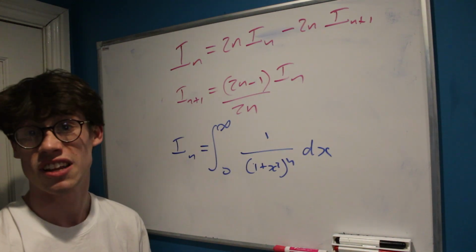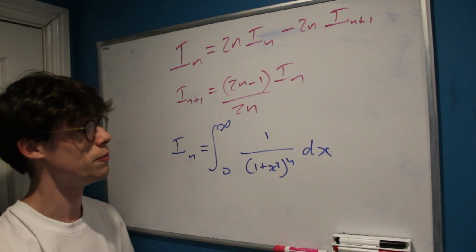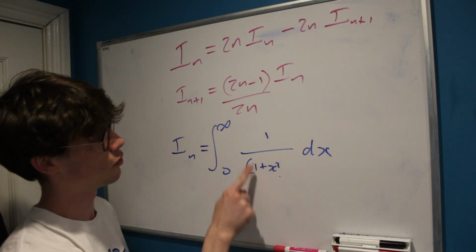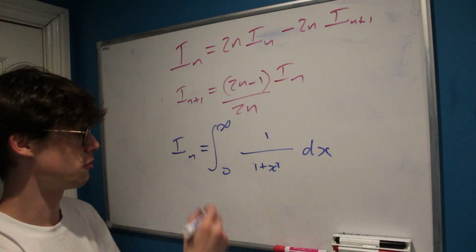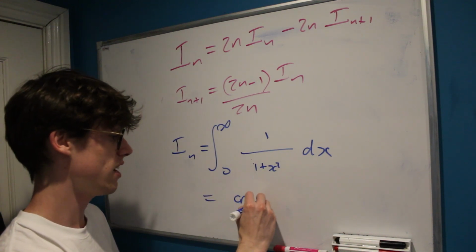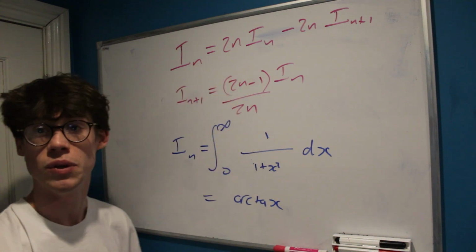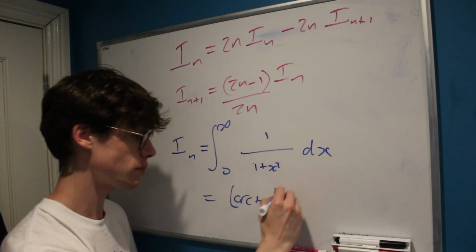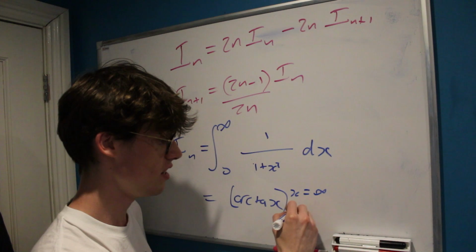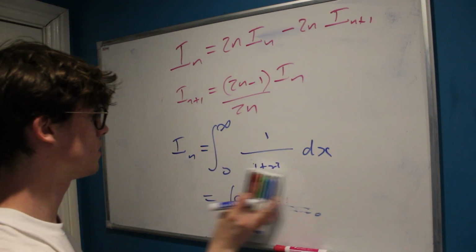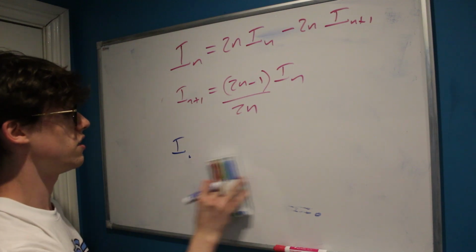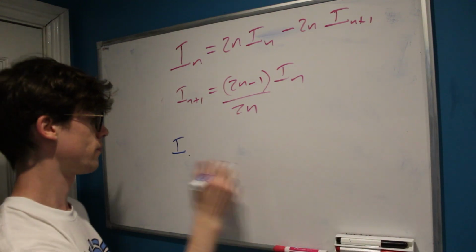So I'm going to choose the next best option. I'm going to choose when n equals 1, and that means we don't have to worry about this bracket at all. And this is going to be, of course, the very familiar arctan integral. It's equal to arctan of x, evaluated between the bounds of infinity and 0, which will yield pi over 2 minus 0, which means that I of 1 is equal to pi over 2.